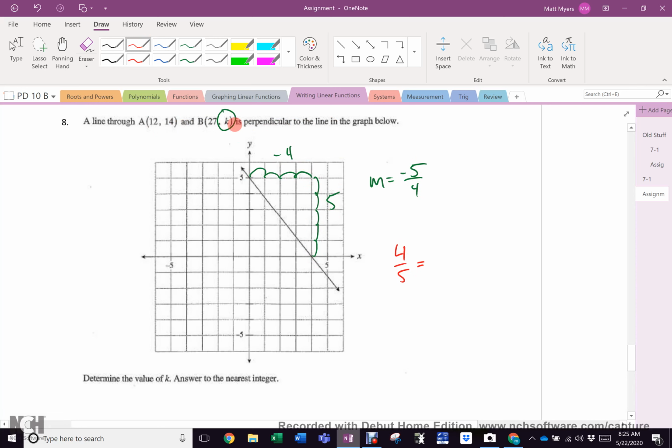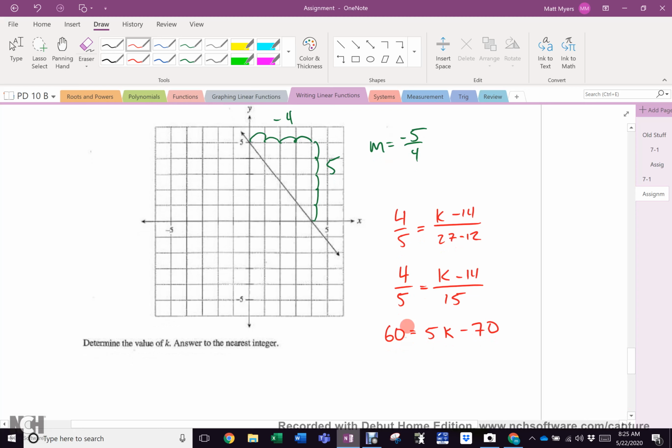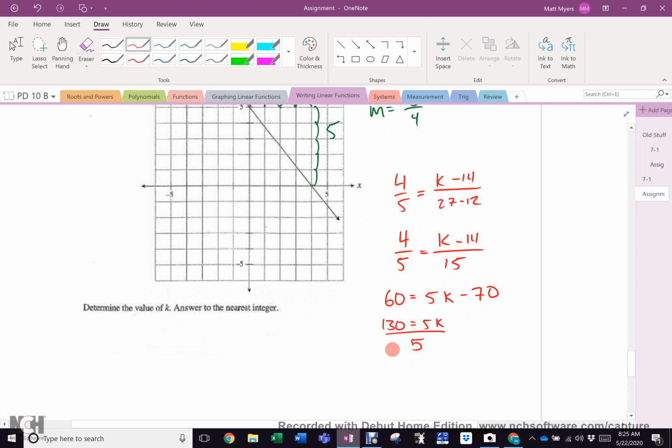That is the slope. And then this is k minus 14, because y minus y, and 27 minus 12. So 4 over 5 equals k minus 14 over 15. Cross multiply, 60 equals 5k minus 70. Bring that minus 70 over. 130 equals 5k. Divide by 5. And that is 26 equals k.